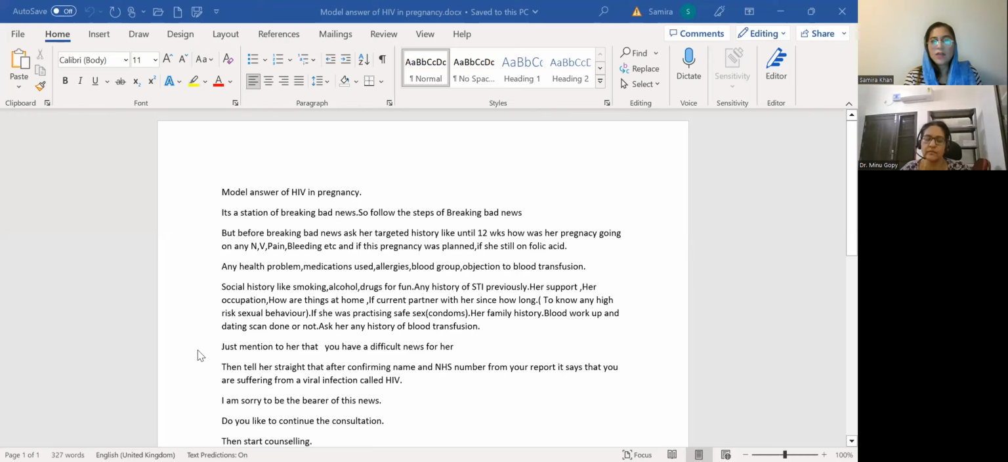But let's see what I have written. So it's breaking bad news. It is good that you didn't offer her that, let me call someone, a nurse, to be with you, because it's a matter of confidentiality, you should not be calling anyone. So you will just follow the steps of breaking bad news apart from this.